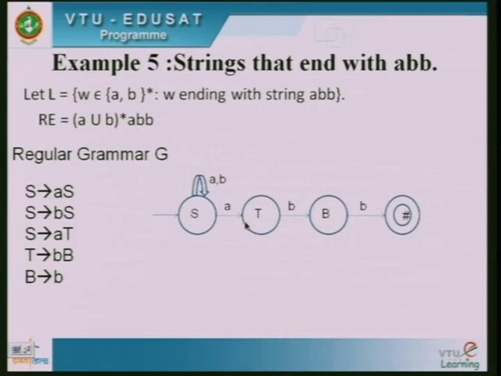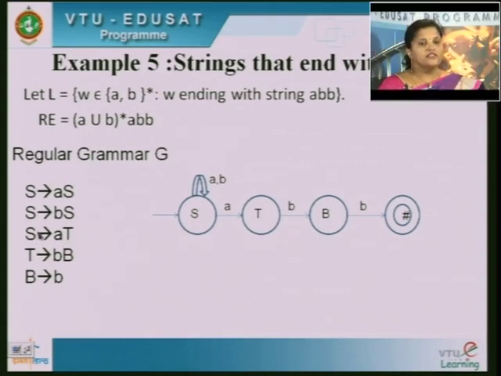S, T, B, hash. And if you want to write the grammar, S can derive either AS or BS, because if you observe here the strings are (A union B) whole star. Next, S can derive A followed by T. Why? Because here ABB is compulsory. Next, T derives BB and B derives b.